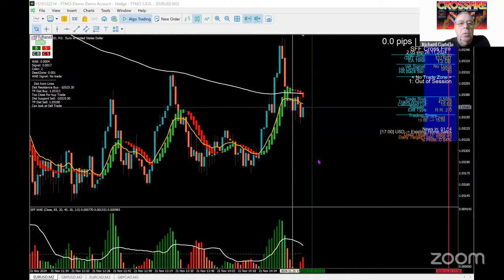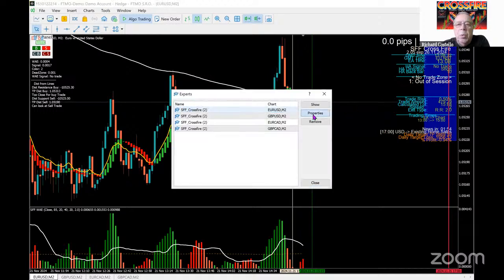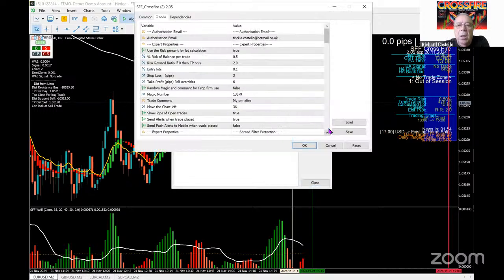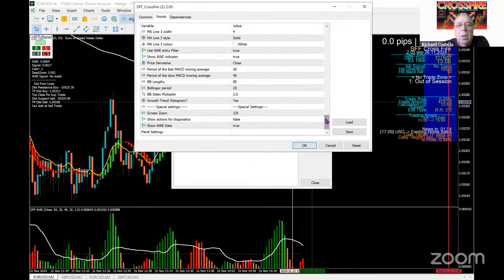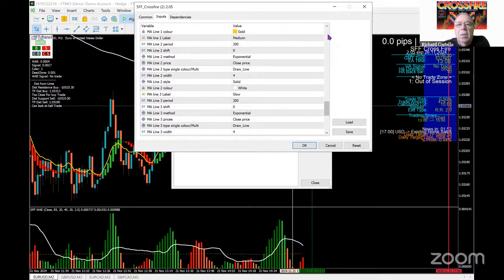Going back to my MT5. So I'm on Euro US 2-minute. I'm just going to right click on the chart, click on expert list, and go to properties. And if I go down to where the news settings are, that's in the way. Let's just see if I can, there we go.